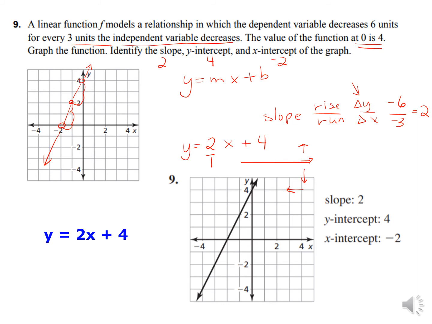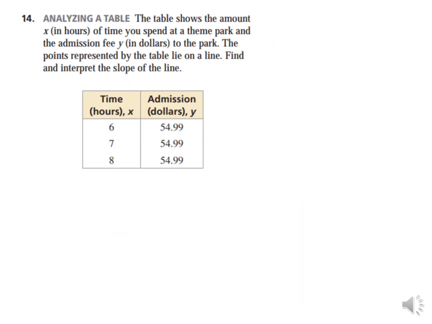All right. So we're going to do a couple problems from the text, just to give you a little bit of information. It says the table shows the amount in hours of the time you spend at a theme park and the admission fee in dollars. The points represented by the table lie on a line. So they're telling you it's linear. Okay, and then they want you to find and interpret the slope of the line.